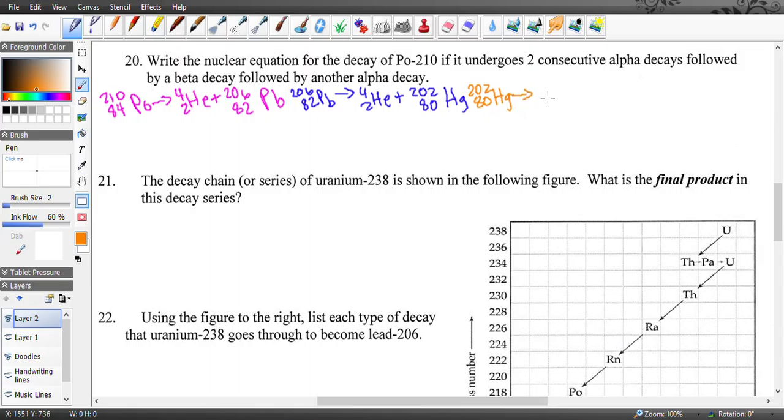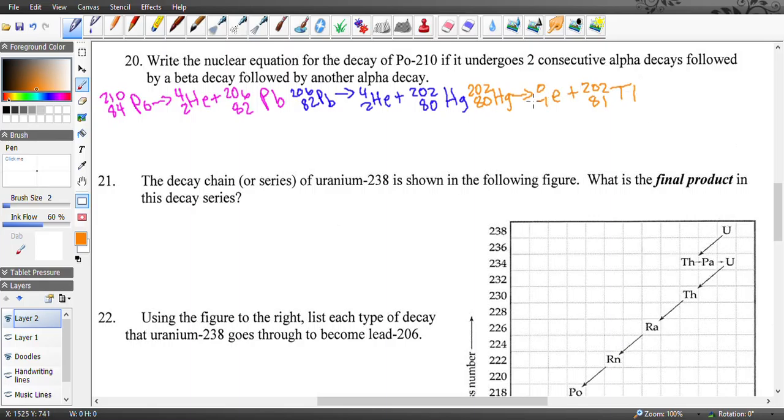This is going to undergo beta decay, right? You guys remember the definition of that? It's going to be 0, -1 e. Plus, now remember, beta decay is when a neutron releases an electron but turns into a proton. Just take a second to think about that. But 202 minus 0, 202. 80 minus -1 is going to be 81. Okay, and that's going to be that.